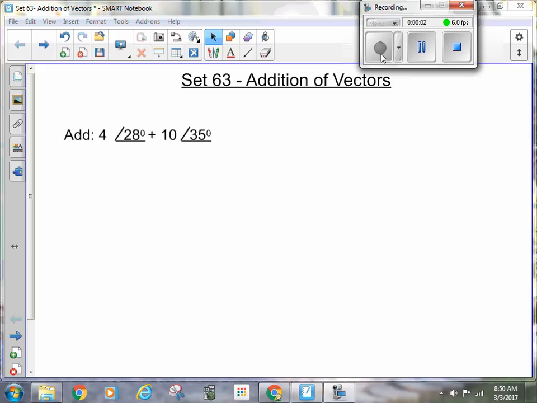Okay, set 63 is on the addition of vectors, and we have been dealing with vectors, but now we're just going to be adding two of them, and we want to take them from vector form and put them into polar coordinates, and then we can easily add them.